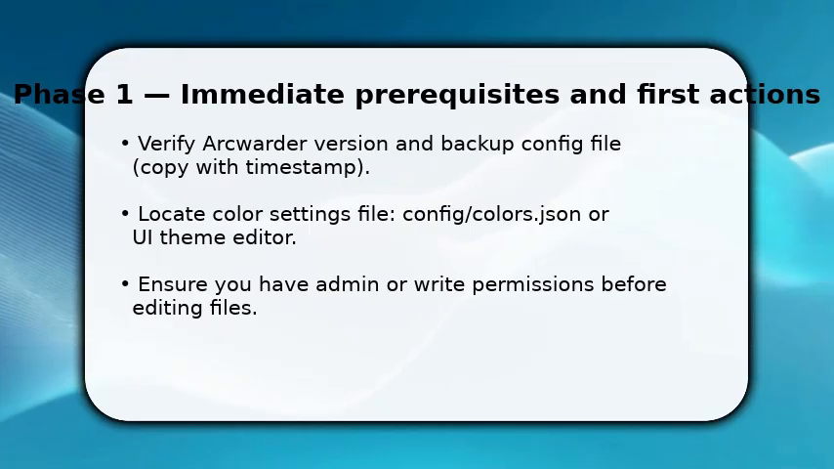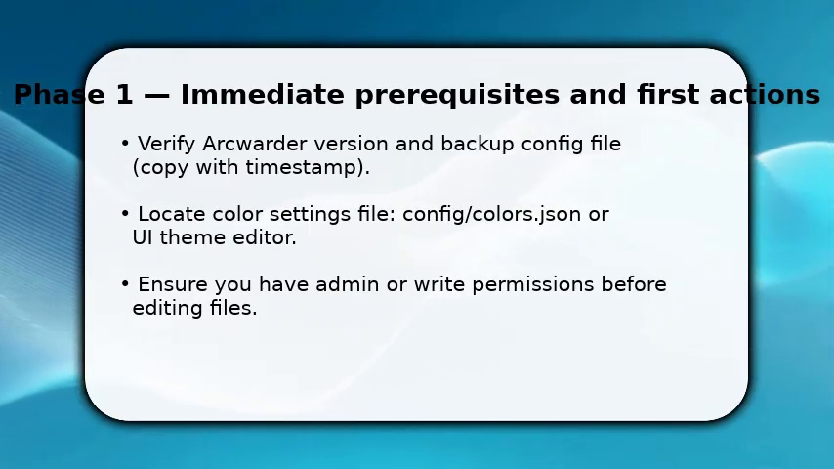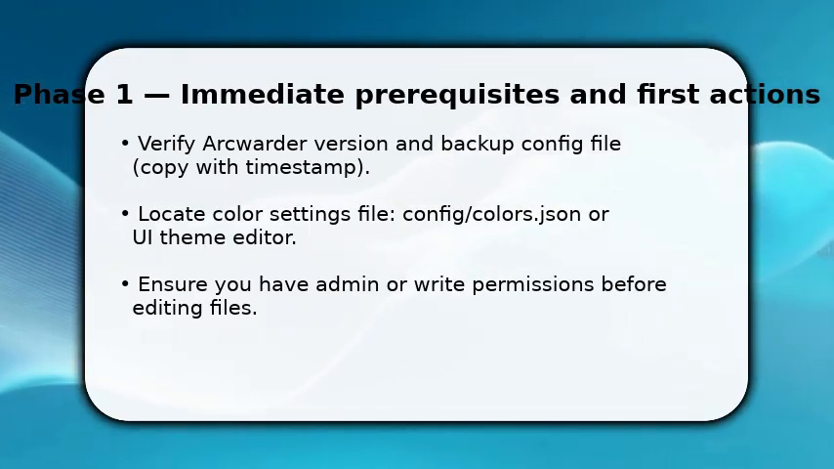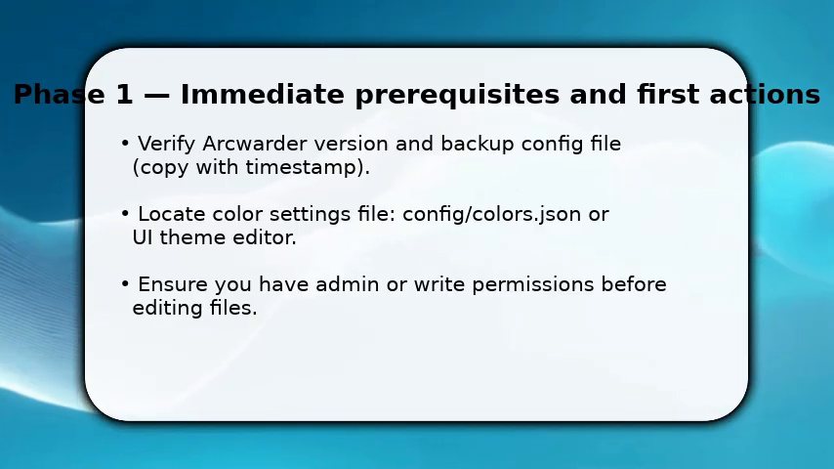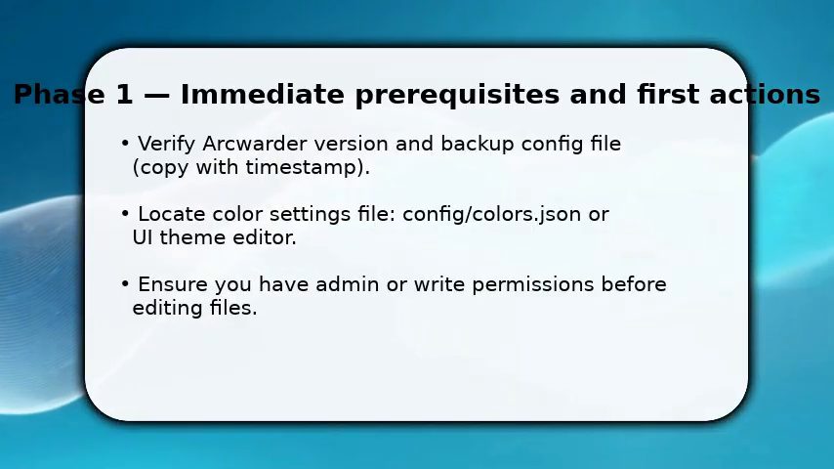You start by confirming the Arcwarder build and making a backup of the configuration. This prevents rollback if something breaks. Once done, open the installation folder and locate the color settings file, typically config/colors, JSON, or the built-in theme editor. Make sure you have admin or write permissions, because failing that will stop saves.